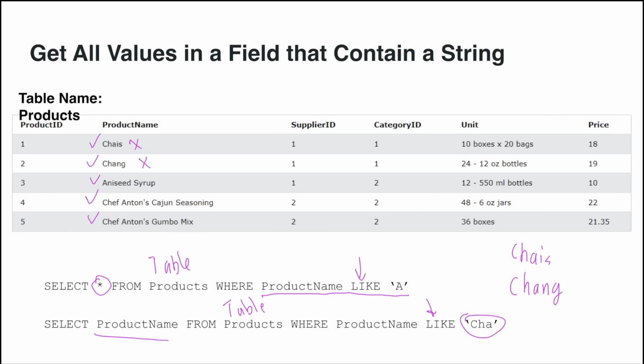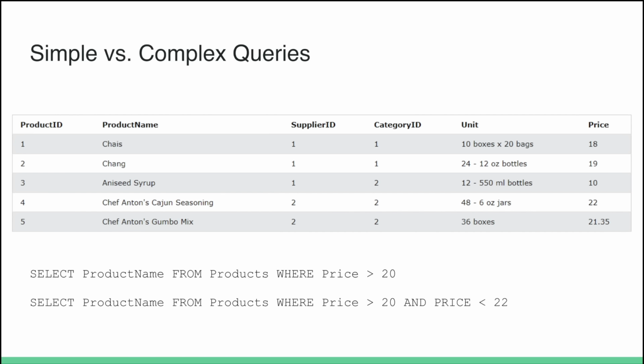So we're just displaying product names where the product name contains cha. Now, when you look at some of what's going on in the IB exam, in terms of what types of questions you're asked to answer, you're going to see a distinction between simple and complex queries. Right here we have what we could consider a simple query: select product name from products where price is greater than 20.